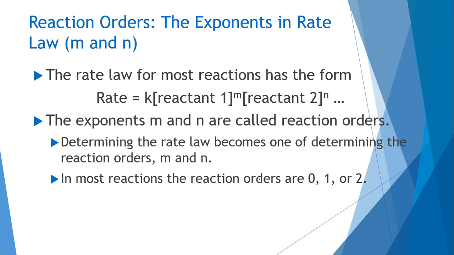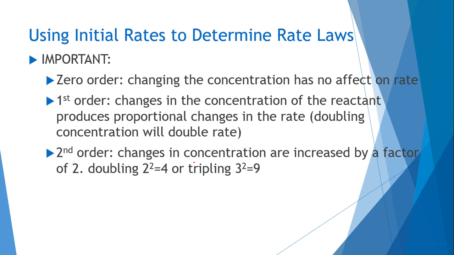So when I talk about m and n, these are called reaction orders. So the rate law, again, remember, is k times reactant 1 to the m power, and then times reactant 2 to the n power. Again, m and n are called reaction orders, and oftentimes, in order to figure out what your rate law equation is, it becomes one of determining what reaction order m and n are. Typically, in most reactions, m and n are either going to be 0, 1, or 2. So, how do I go about determining, is m 0, is it 1, or is it 2?